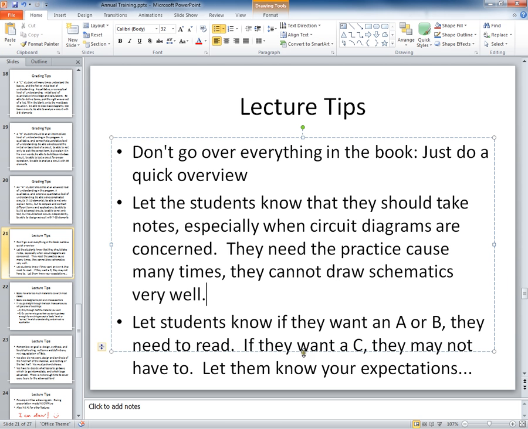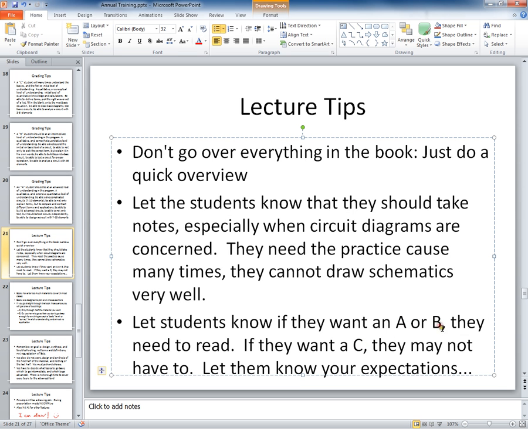Hopefully they will not be afraid to waste paper. Let students know if they want an A or B, they need to read. If they want a C, they can do the minimum. Let them know your expectations. If you expect them to read, then you need to let them know that.